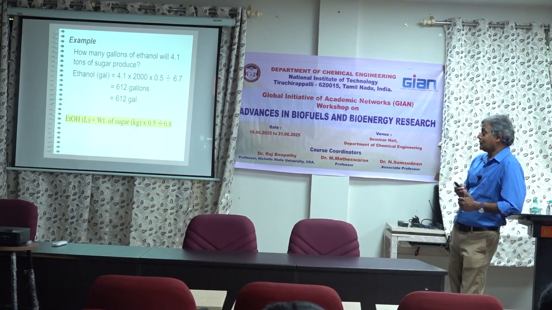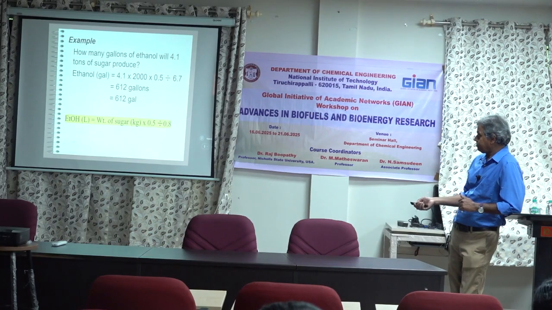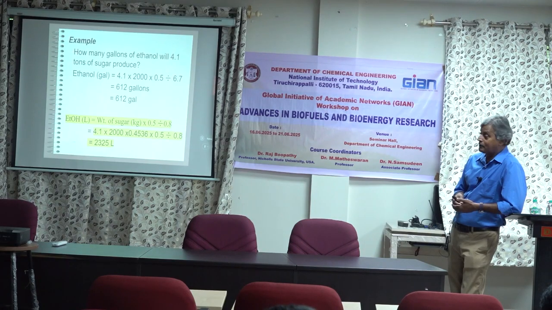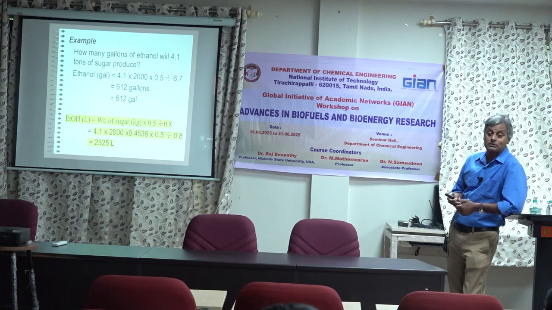So ethanol equals weight of sugar times the yield, and you convert that to liters. You can produce 2,325 liters of ethanol from 4.1 tons of sugar. This is a calculation based on the fermentation reaction and yield of sugar. So that's how much you can make from roughly 4 tons of sugar. You can make 2,300 liters of ethanol.